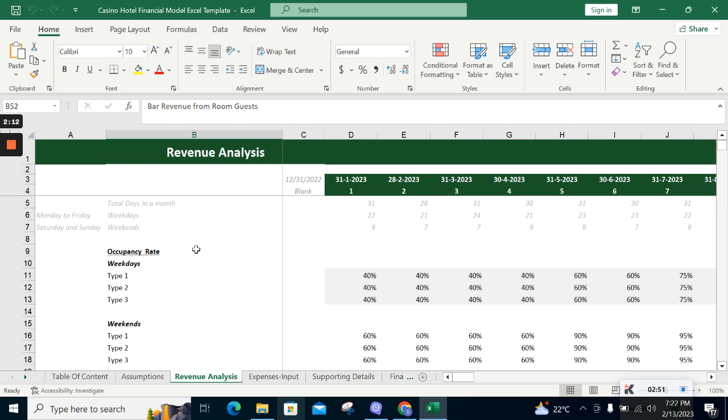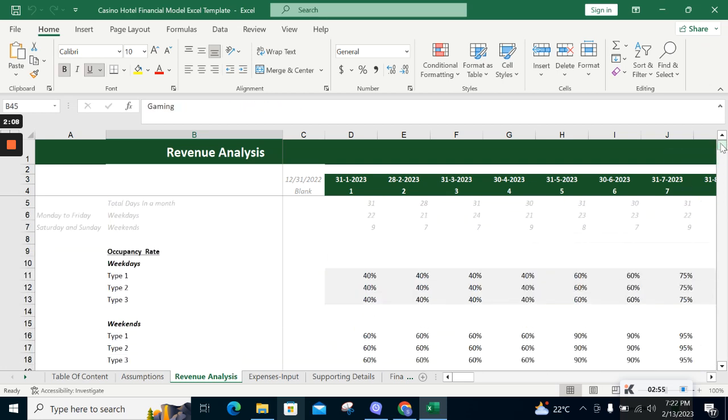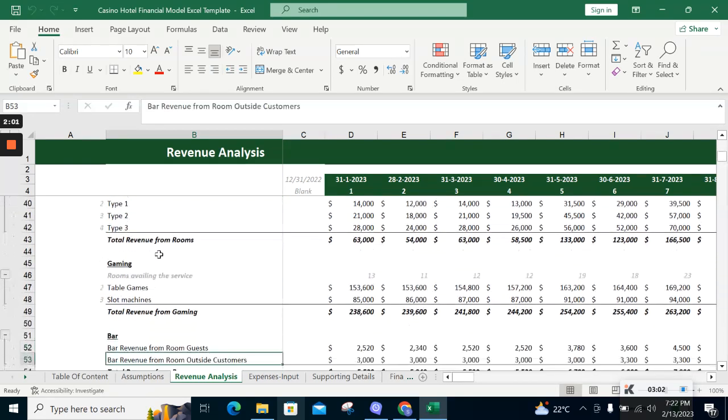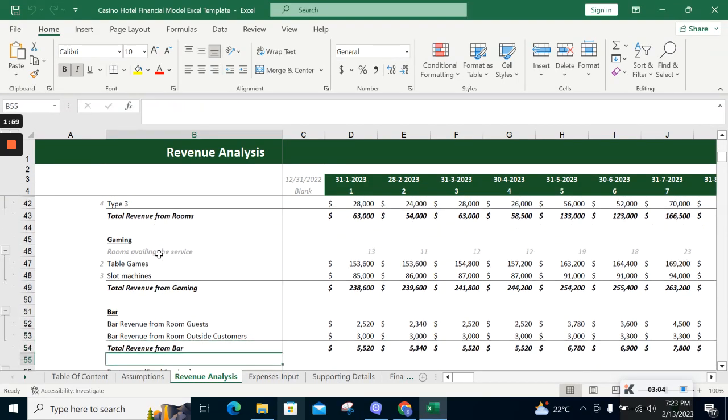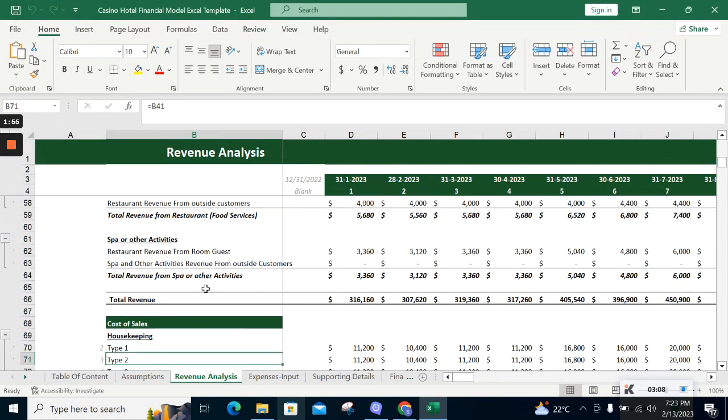So the revenue analysis sheet estimates the occupancy rate for weekdays, weekends, occupied rooms, and then the revenue for rooms, gaming, bar, food services, spa and other activities, and the cost of sales for both.